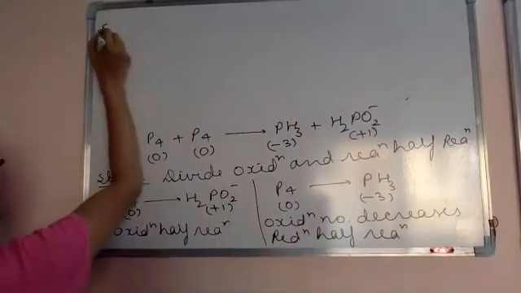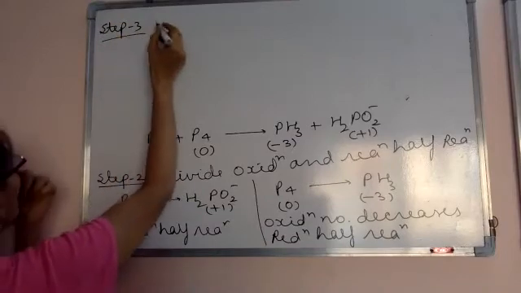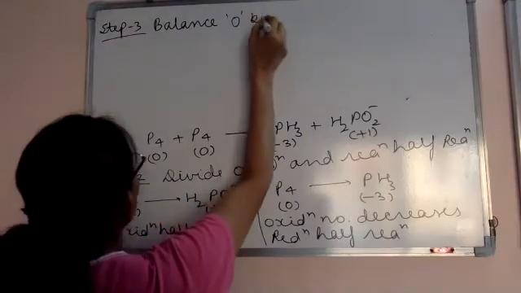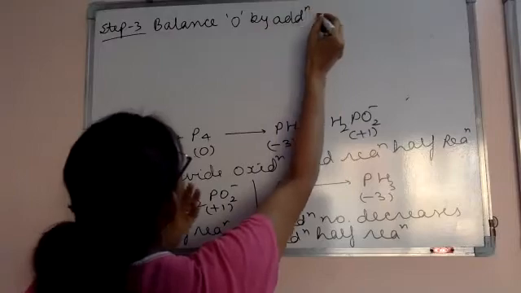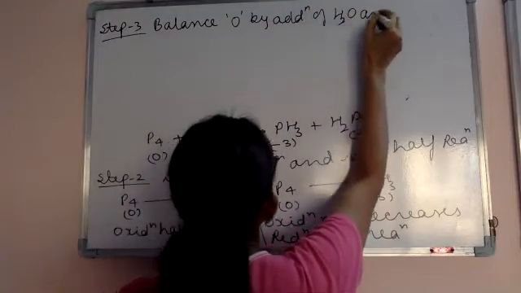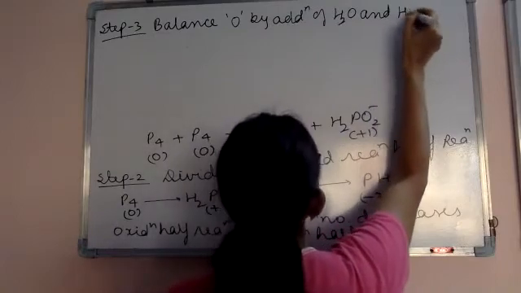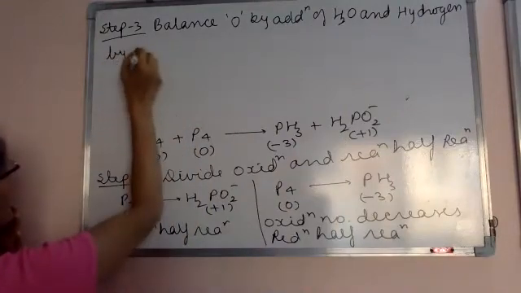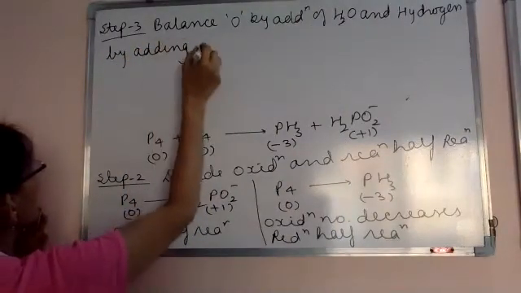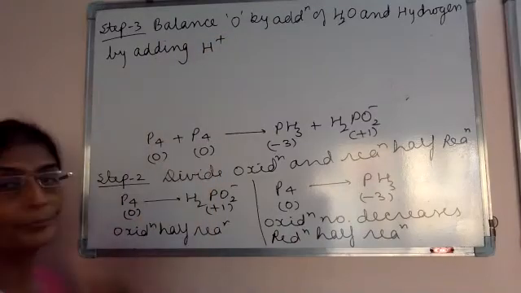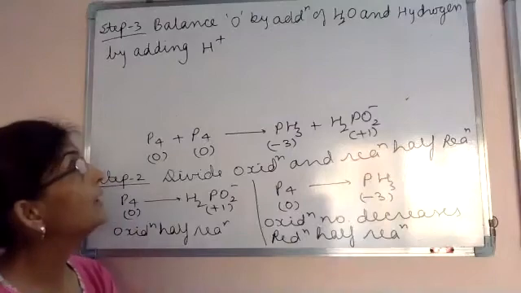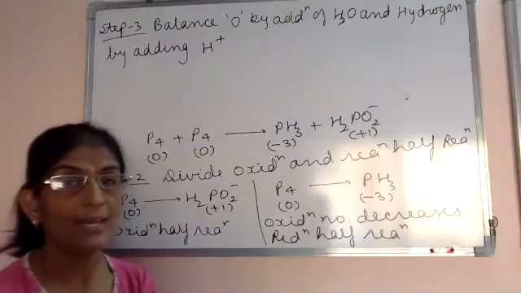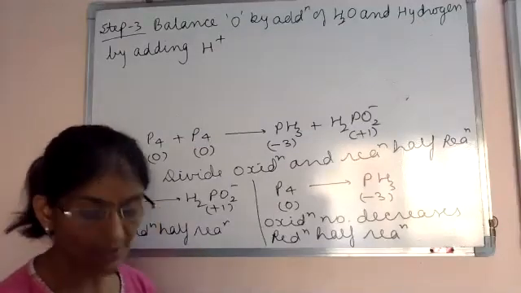Step 3. Balance oxygen by adding H2O, and hydrogen by adding H plus. We have to add water to balance oxygen, and we have to add H plus to balance hydrogen in these 2 equations.